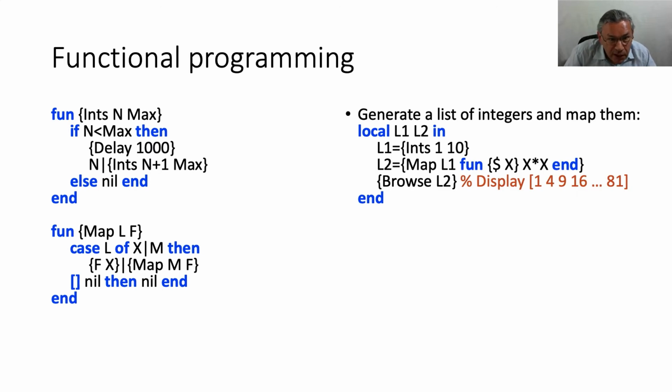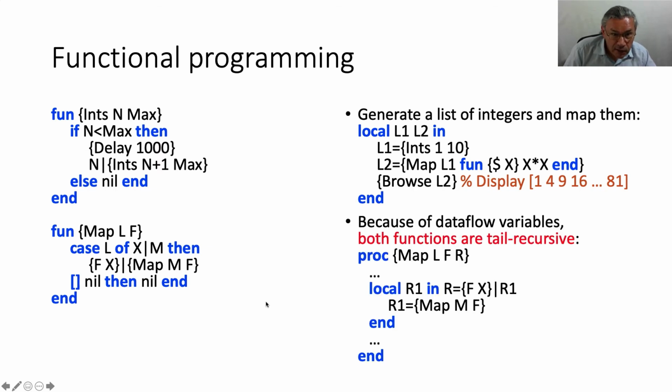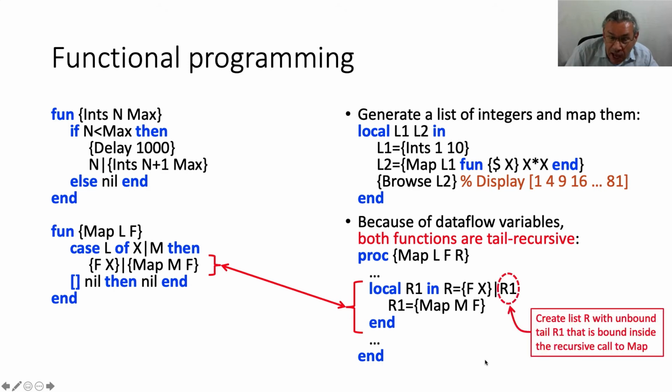So how does this work? Well, let's run it. L1 is ints from 1 to 10. L2 is mapping it. This will display with the browser a list 1, 4, 9 up to 81. Now note there is something interesting going on here. Because of data flow variables, both of these functions are tail recursive. If you look at the recursive call here, it is actually executing by first calling f, creating a pair, a cons cell with an unbound variable as the tail, r1, and then doing the recursive call. So this is actually tail recursive, and it's because of data flow variables.